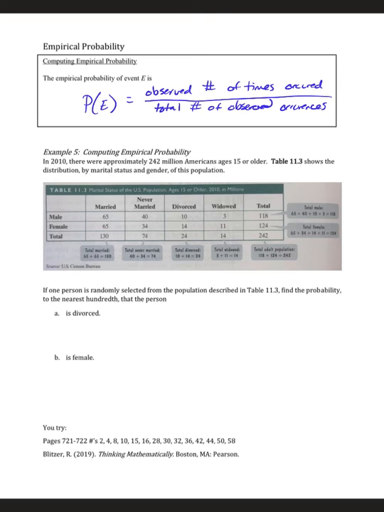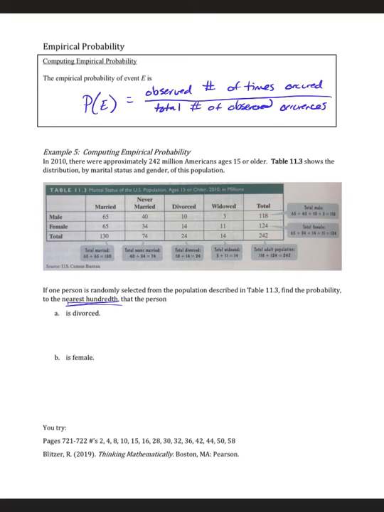So the last example that we're looking at says in 2010, there were approximately 242 million Americans ages 15 or older. This table here shows the distribution of marital status and gender of the population. So the first thing we're looking at is, if one person is randomly selected, find the probability to the nearest hundredth, so that tells us we need to use a calculator here, that the person is divorced and then is female.